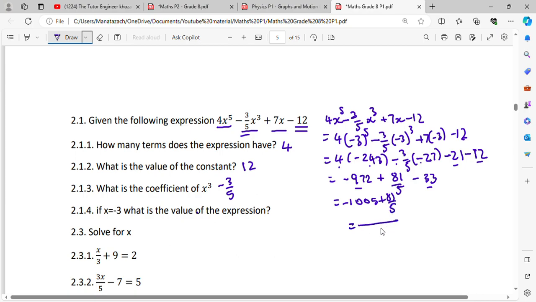So I'll take the denominator of 5. Here we'll have minus 5025 plus 81. So the answer becomes minus 4944 divided by 5 is the answer.